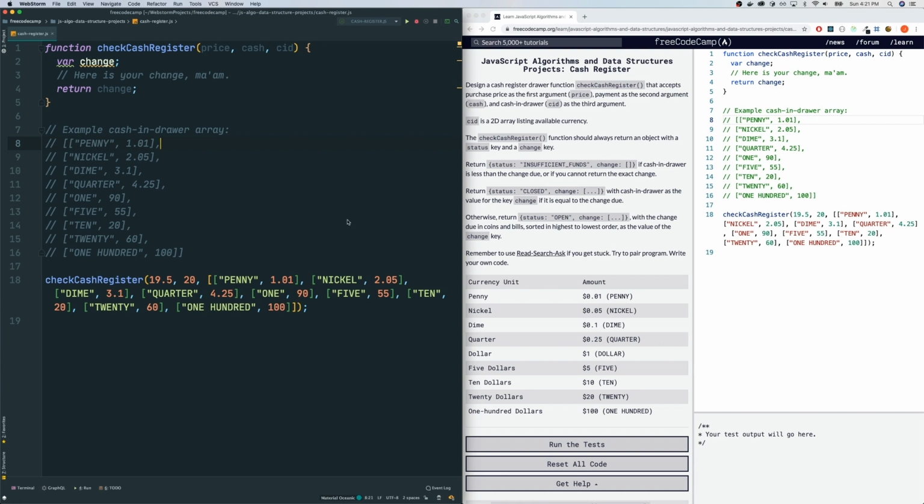Now, before we go on, a couple things to consider. JavaScript is very weird when it comes to fractions, when it comes to decimals. Okay, so check this out.